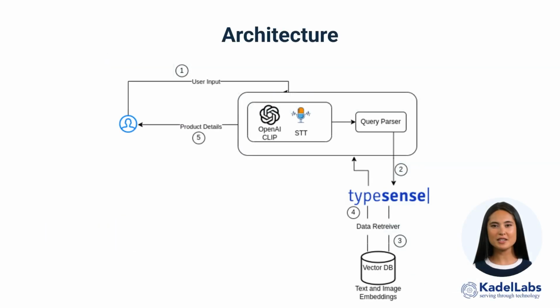The architecture consists of a streamlined pipeline for multimodal search. It begins with user input in text, voice, or image format, which is processed using CLIP for images and STT for voice. A query parser then converts the input into a searchable format. The system stores text and image embeddings in a vector database for efficient similarity-based retrieval. Typesense acts as the search engine, fetching relevant results, which are then delivered to the user.